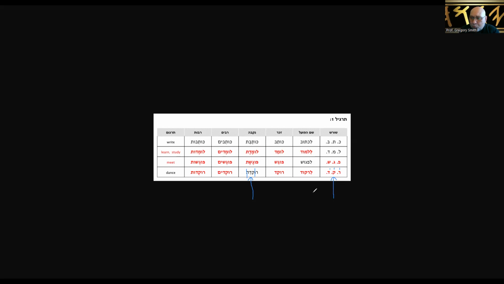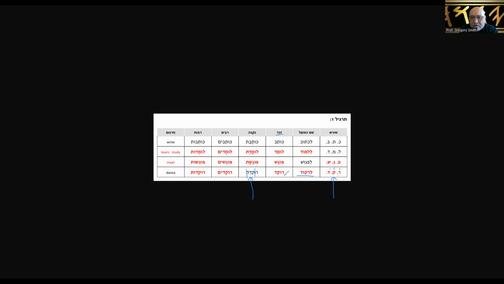So what's the Shem HaPoal, the name of the verb? Lirkod. I think that's right. Lirkod, to dance. לרקוד. Yeah, Lirkod. Okay, so what is the Zachar, which I think is for masculine.